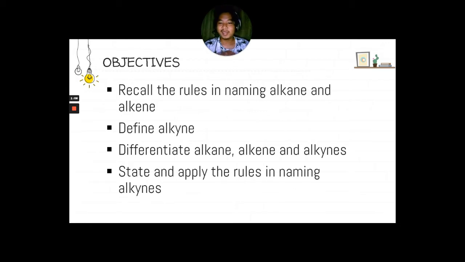That's alkyne. Then, we'll differentiate alkanes, alkenes, and alkynes. Just an overview, should you encounter them in multiple choice, the comparison and contrast of these three. And then, the more important thing in our discussion is to state and apply the rules in naming alkynes. So, are you ready? Alright, let's go!